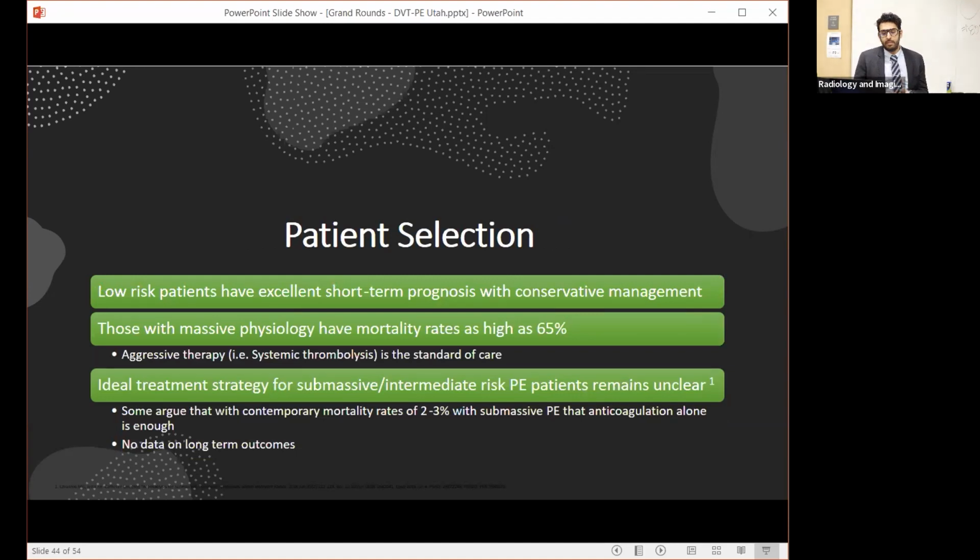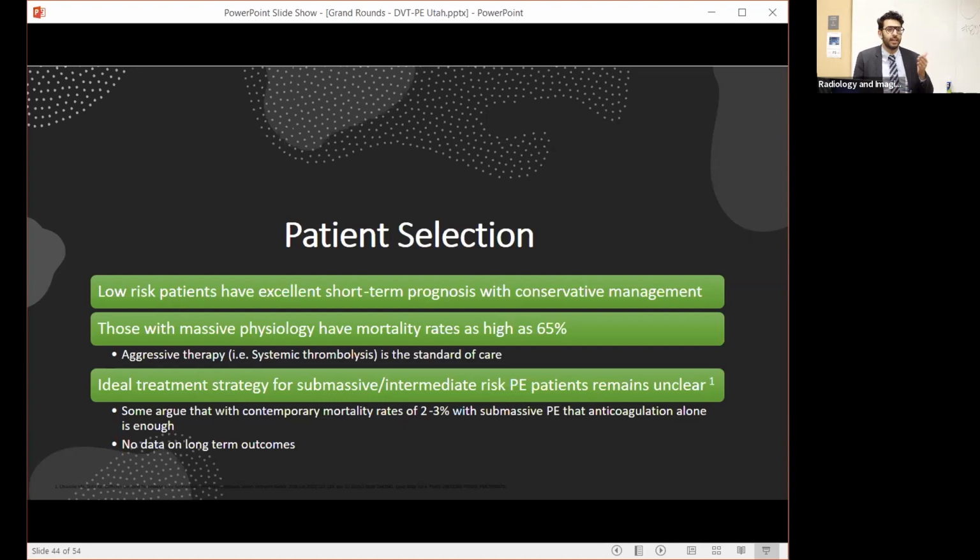The issue really is that there are three categories of PE, like I said: low risk, intermediate, and high risk. The low risk patients do really well with anticoagulation. They have a very good prognosis, so it doesn't make sense to intervene on them. The patients who have massive PE, basically those who are hypotensive and essentially dying on your table or in the hospital, have very high rates of mortality, greater than 50%. So it makes sense to do everything and anything. We say kitchen sink: you want to throw the kitchen sink at them because they're going to die anyway.